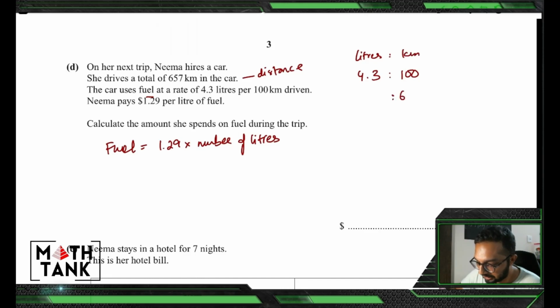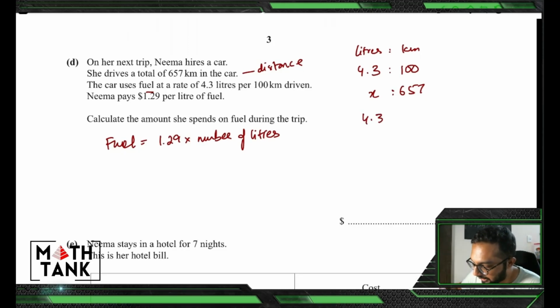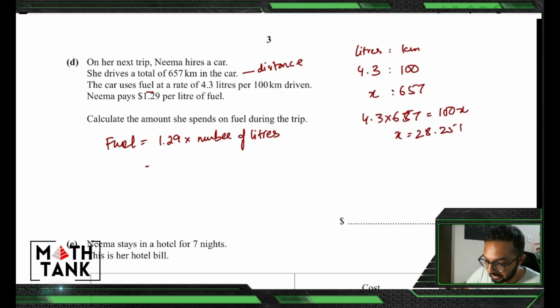How many kilometers did I drive? I drove 657. So I'm going to write X here. So 4.3 into 657 equals 100x. Divided by 100. Okay, so I get 28.251. I'm going to take that. That's the number of liters. So 1.29 multiplied by 28.251.